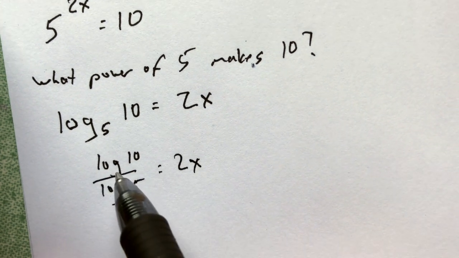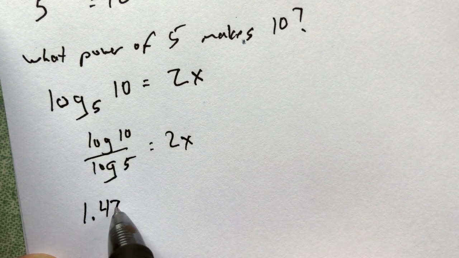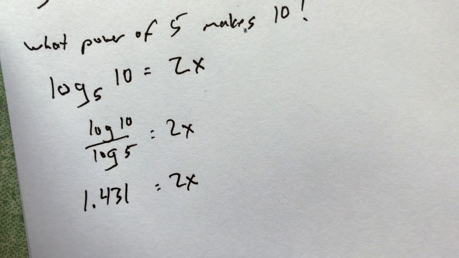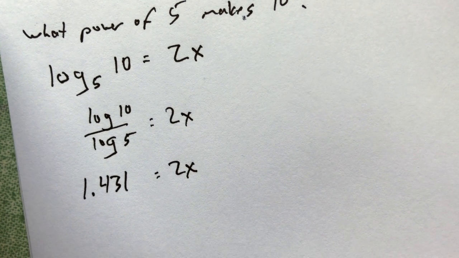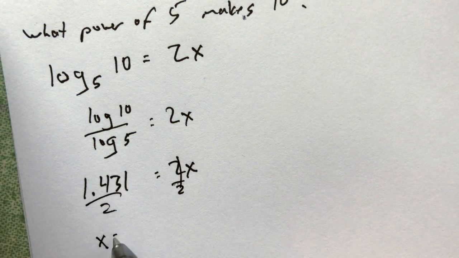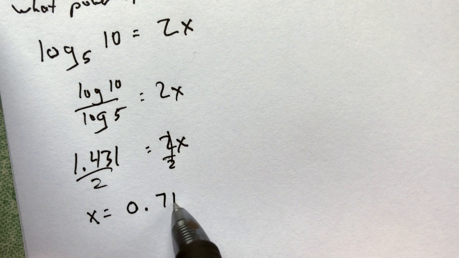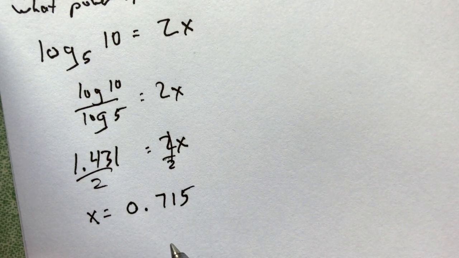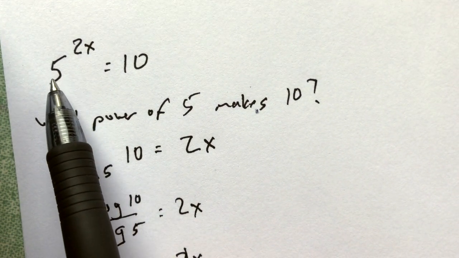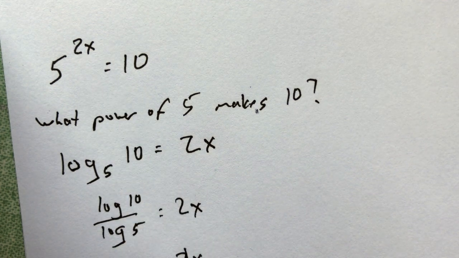You can type this into the calculator. That's going to give you a decimal, about 1.431, and I rounded that off. In best practice, you should leave the whole decimal in your calculator at this step, and then divide by 2. Let's see what x is. So x is 0.715. So if I go back up to this original equation and do 5 to the power of 2 times 0.715, I'm going to get about 10.